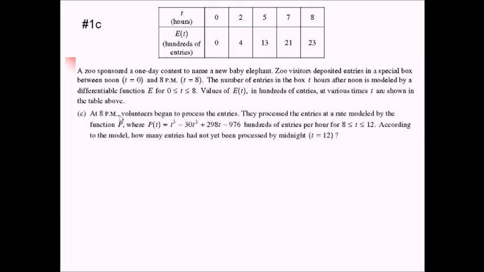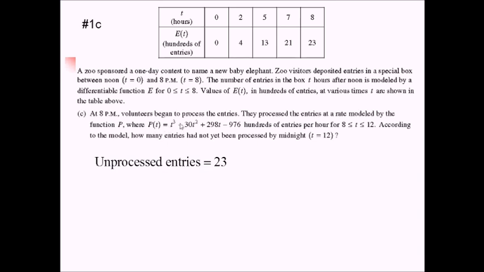For this part, at 8 p.m., volunteers begin to process the entries. They processed entries at a rate modeled by this P function here, which is some kind of polynomial. And this is in hundreds of entries per hour, and it only applies between 8 and 12 because they're not processing anything after midnight. So according to the model, how many entries had not yet been processed by midnight? This is a little bit tricky, but we're asking basically how many entries are left after they go at these entries for 4 hours. To figure this out, we're starting with 2,300 entries, because that was how many entries you had at 8 p.m., and we're going to be subtracting something from that now.